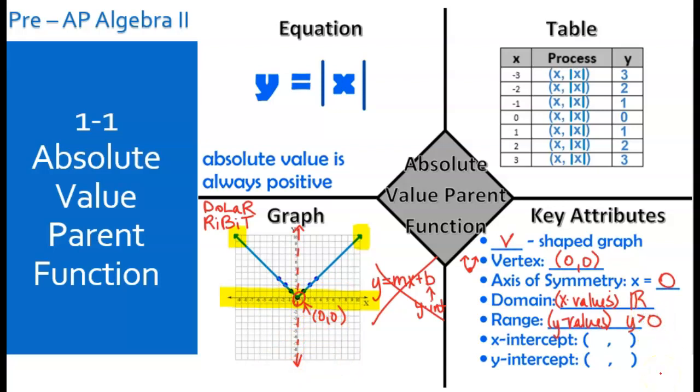The x-intercept is the part where the graph crosses the x-axis. So again, that's right here, 0, 0. And the y-intercept is the place where the graph crosses the y-axis. So again, that is the origin, 0, 0.